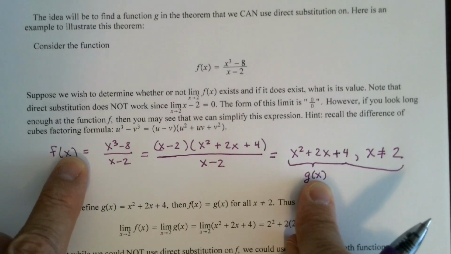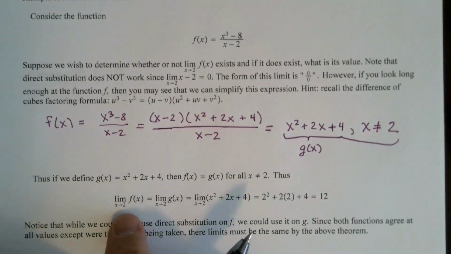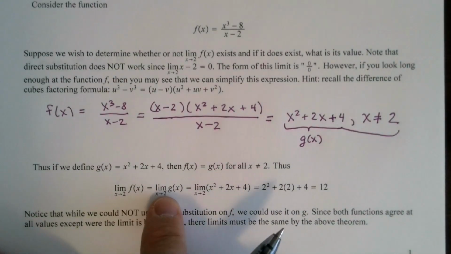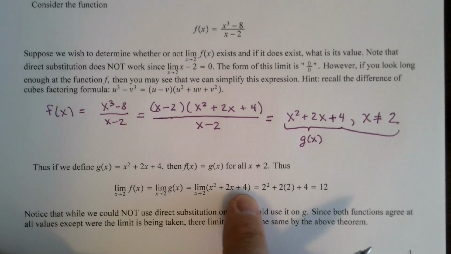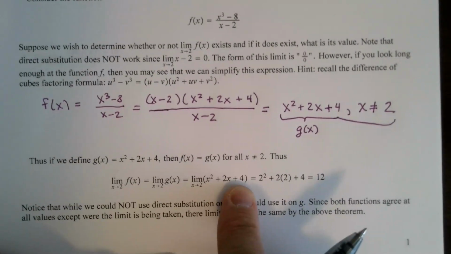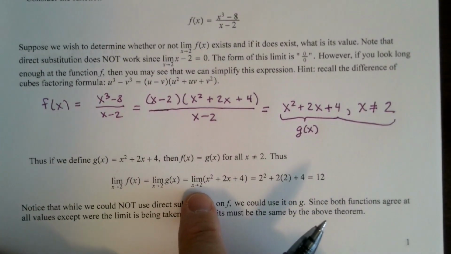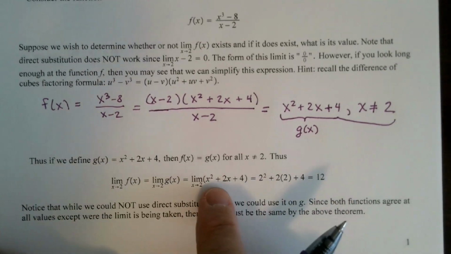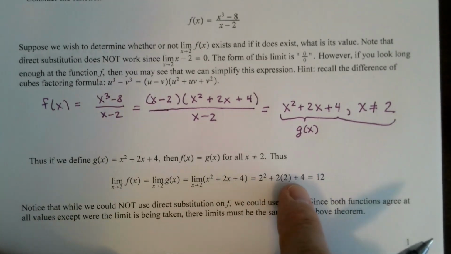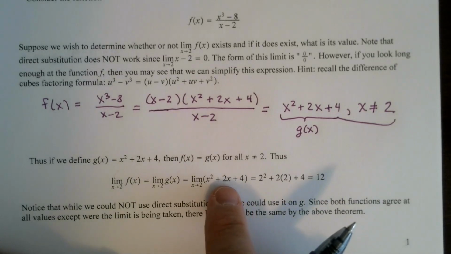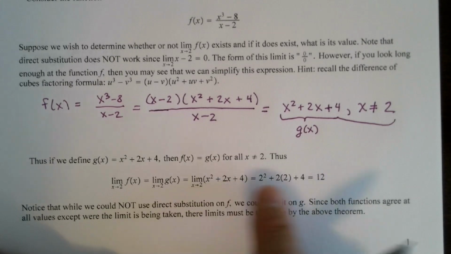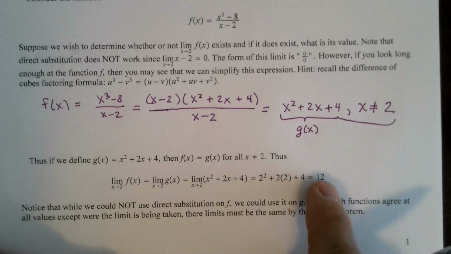Right? That's that theorem. And so what do we have? The limit as x approaches 2 of f of x is the same as the limit as x approaches 2 of g of x, which is the limit as x approaches 2 of this function here. But this function is indeed continuous at 2, and I know that because when I plug in directly, replacing x with 2, I get a number, right? I get 12. So this function, x squared plus 2x plus 4, is continuous at 2, and the limit is 12.